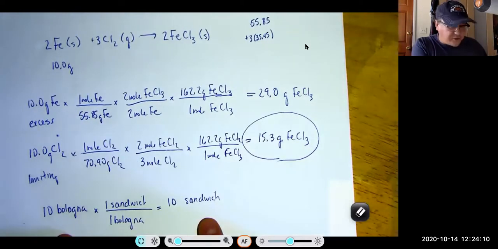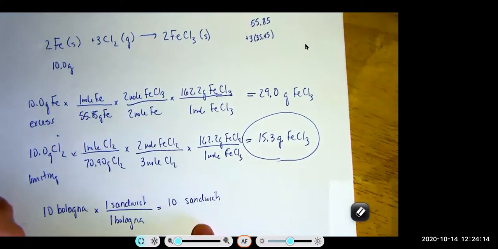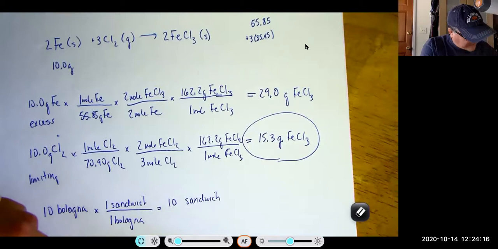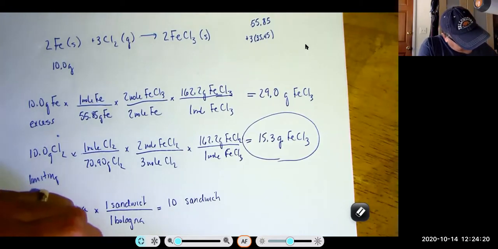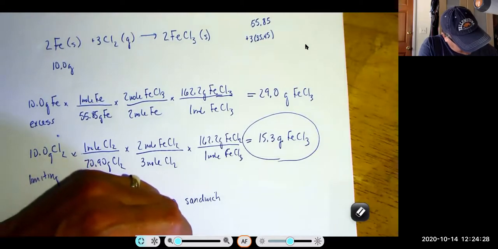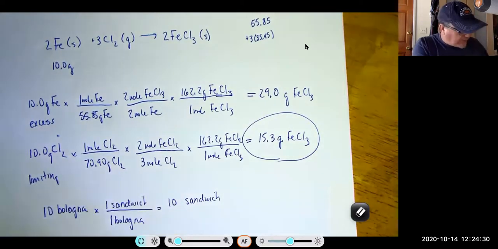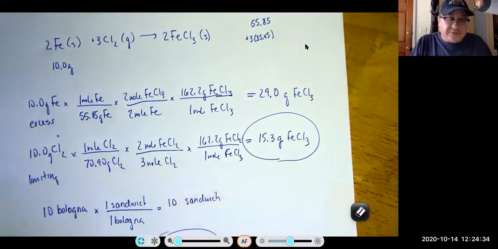Do you understand the conversion here? Yeah. And I'm not using the word slices here. So here, how much are we going to make from 10 and 10? You're going to make 5 sandwiches. It's the lesser of the two.